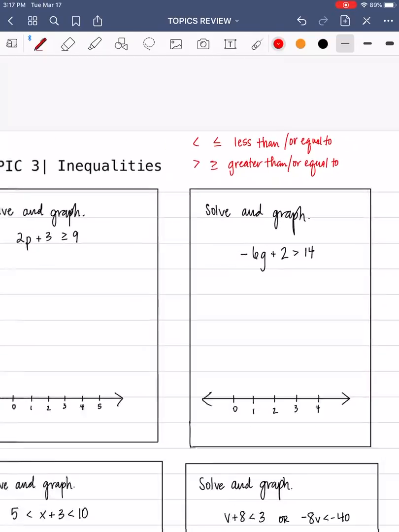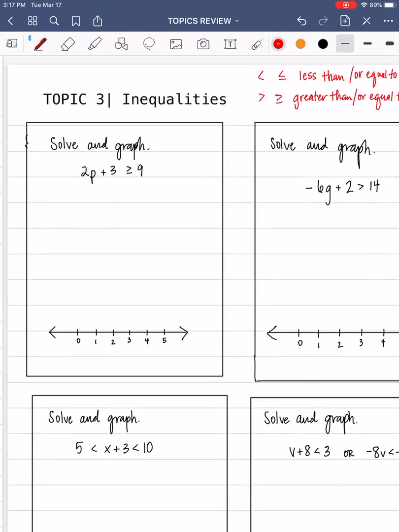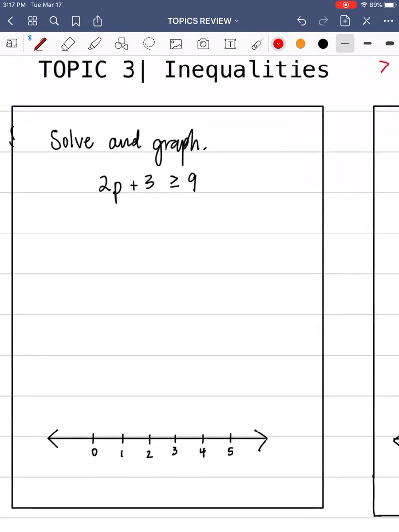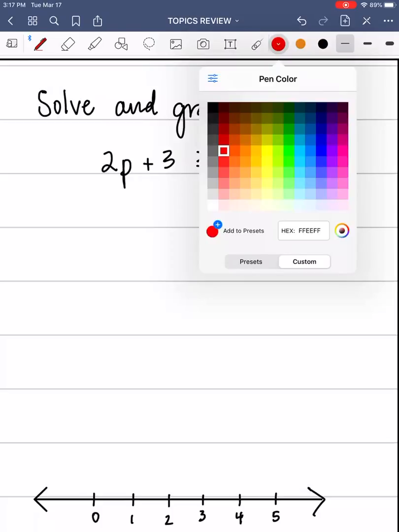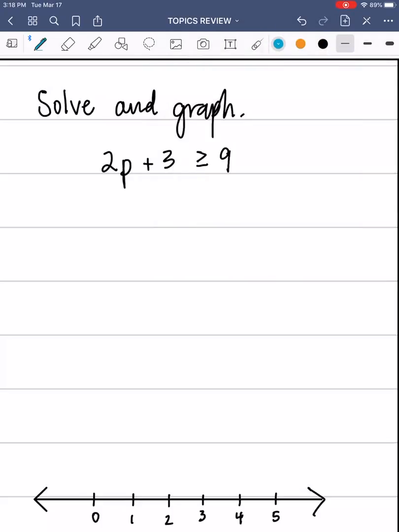Okay, cool. So solve and graph 2p plus 3 is greater than or equal to 9. Here's p. We need to get it by itself, so I'm going to start by doing minus 3 on both sides. If we do that, we still have 2p over here, plus 3 minus 3 are gone, greater than or equal to 9 minus 3 is 6.